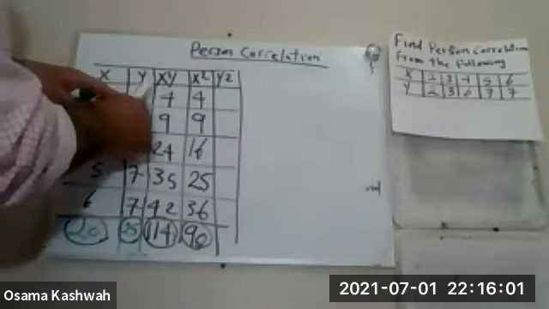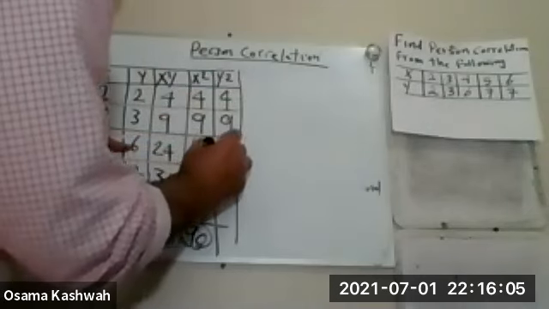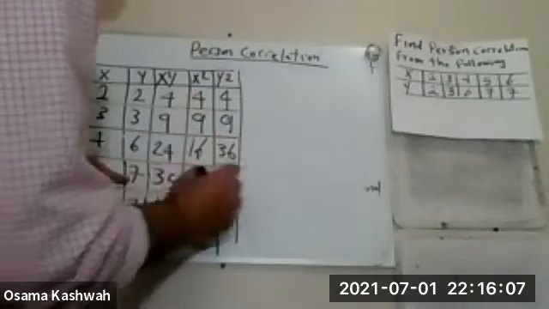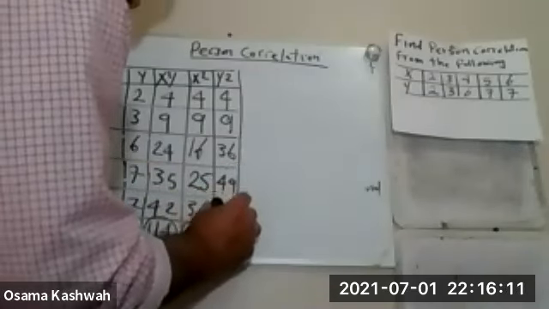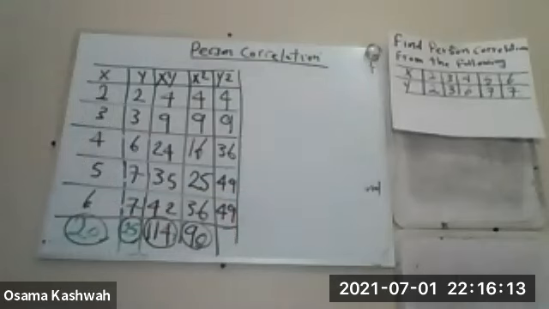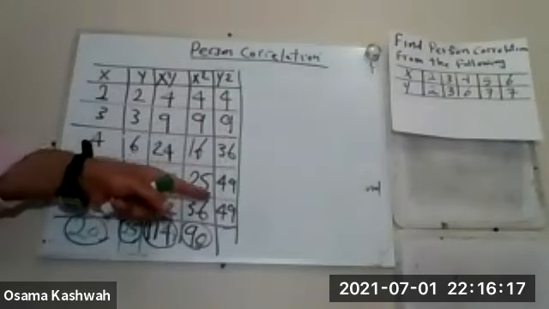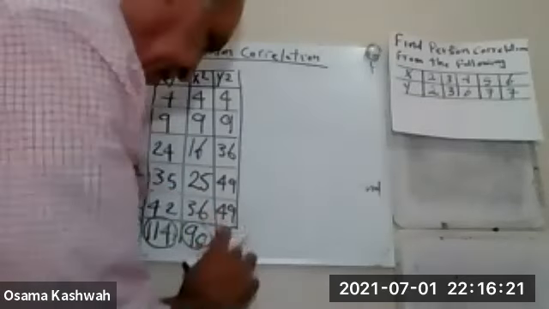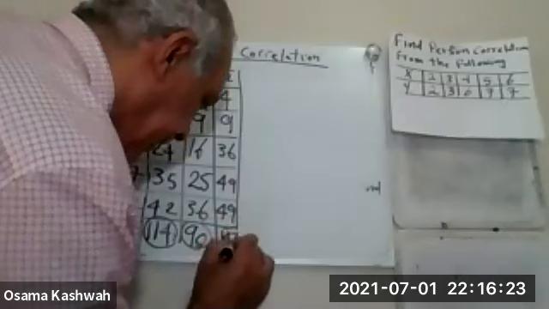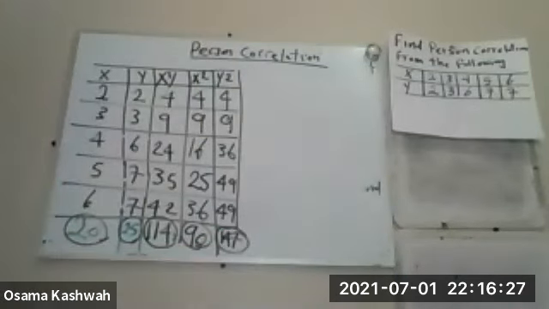So y is here. 2 by 2 will give me 4. 3 by 3 will give me 9. 6 by 6 will give me 36. 7 by 7 will give me 49. 7 by 7 will give me again 49. When I sum all this together, 4 and 9, 13, plus 36, plus 49, plus 49, this will give me 147.